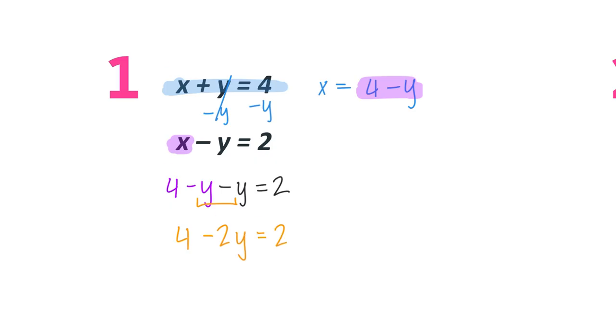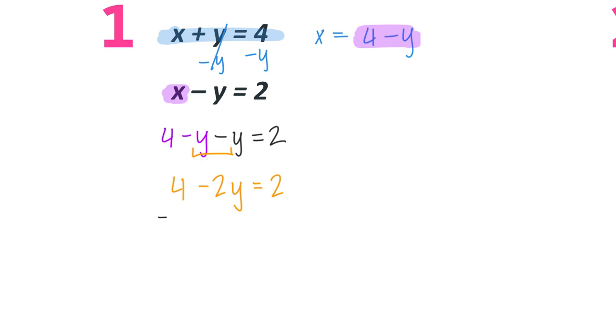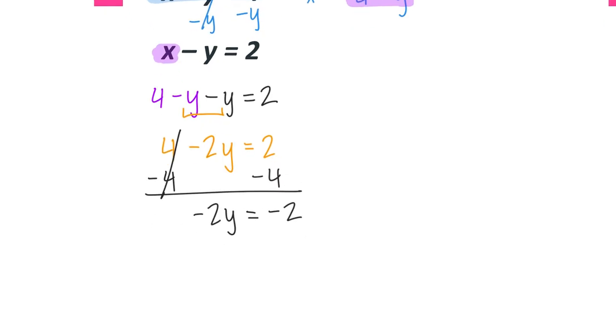And then solving for y, I'm going to subtract 4 from both sides. These 4's are going to cancel out. I'm going to have minus 2y equals negative 2. And then dividing both sides by negative 2, y is going to equal 1 as a whole.